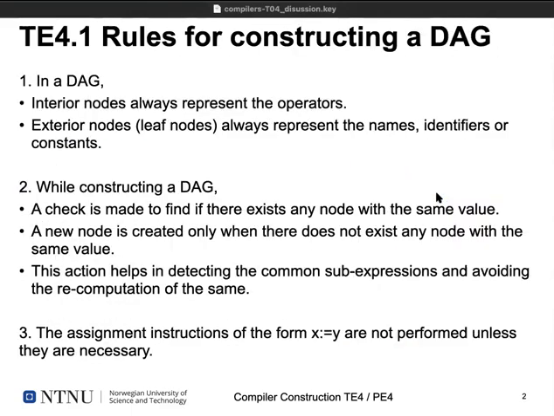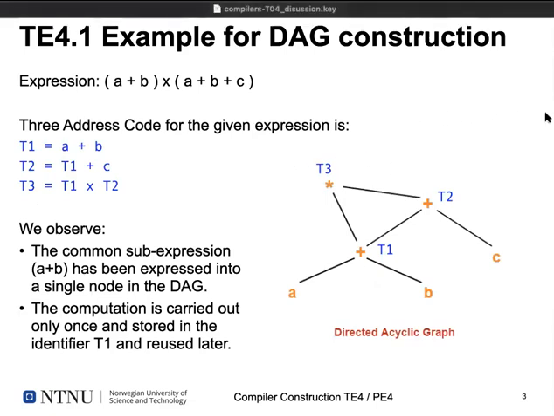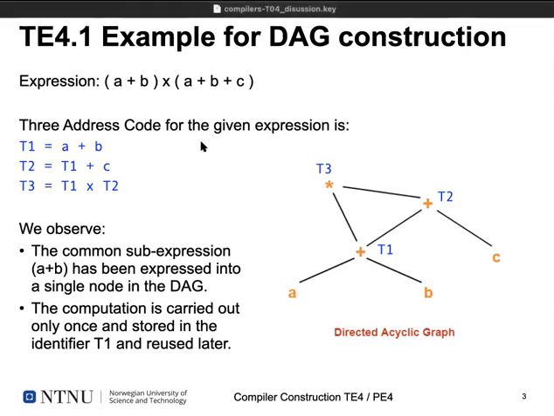So let's take a look at some examples. This is not an example from the exercise sheet, but just a general example. We have the expression (a + b) * (a + b + c), and both sums have to be evaluated first because they're in brackets. What we can do is write three-address code for this.